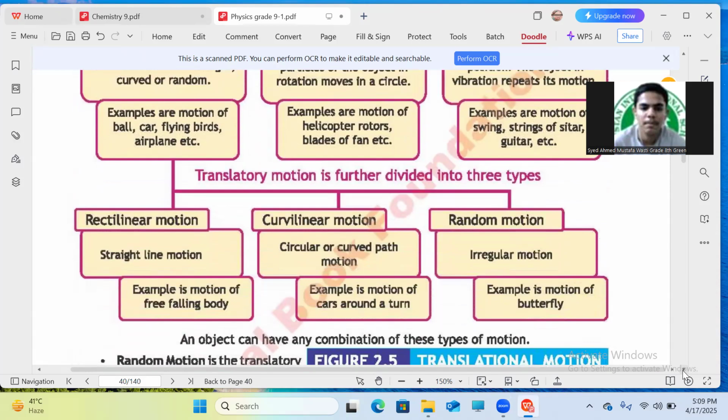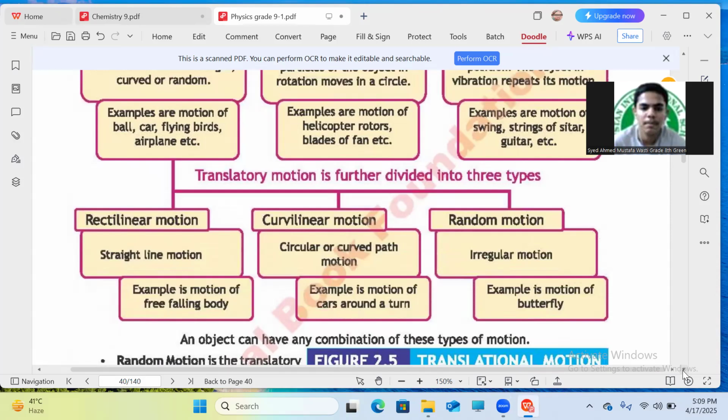Whereas random motion, the word random specifically describes irregular. So the irregular motion is known as random motion. An example is the motion of a butterfly. As we don't know where the butterfly is going, we can't understand its motion. Understand that? So that's why this motion is known as random motion.